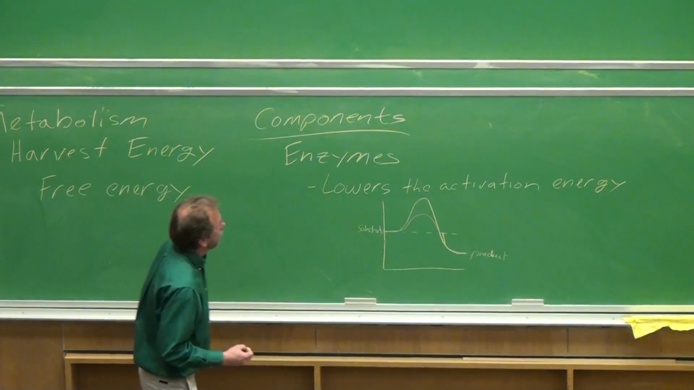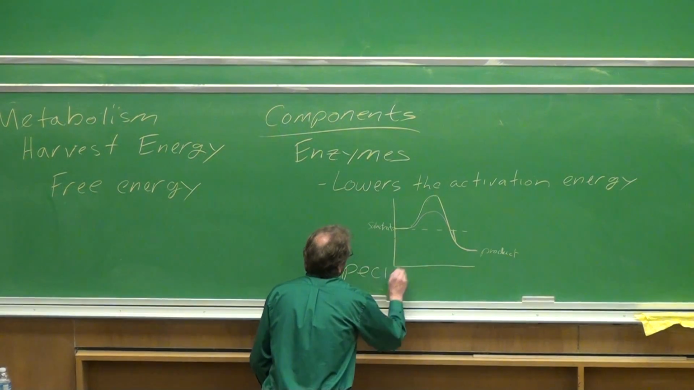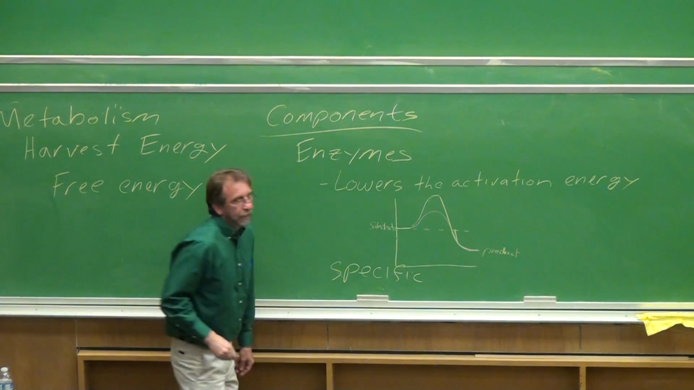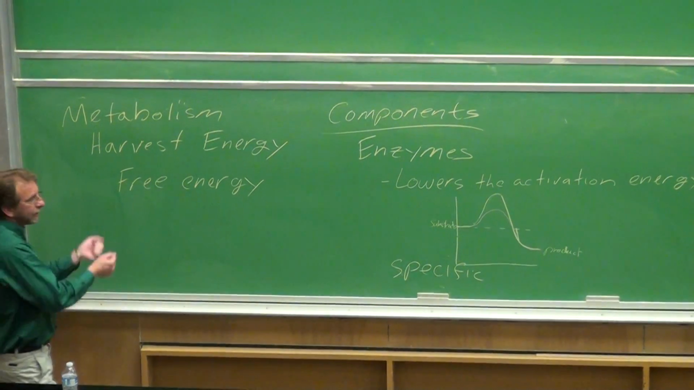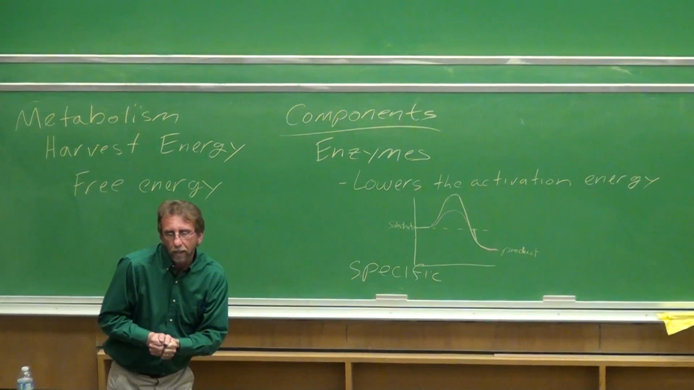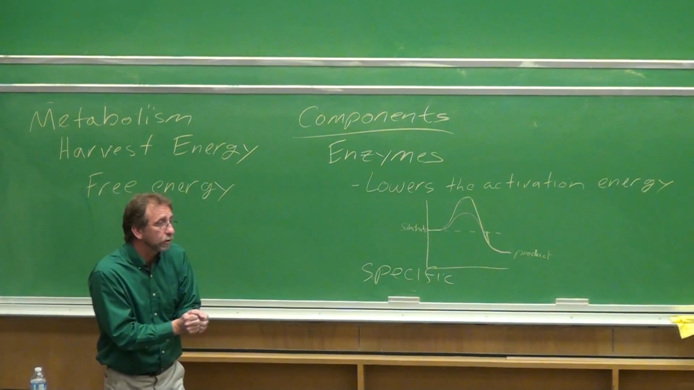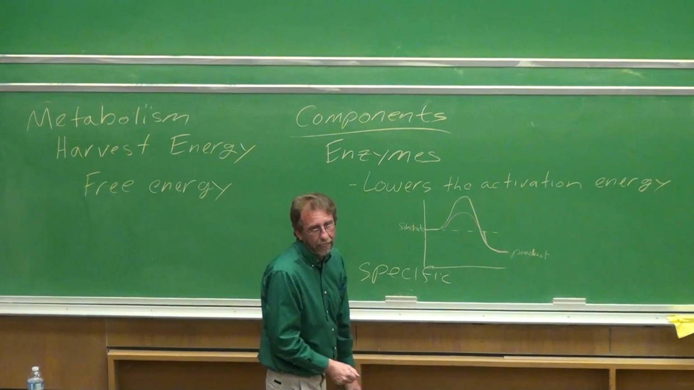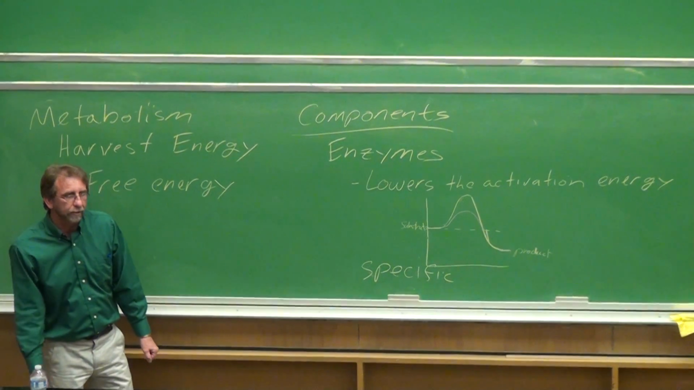A couple of other things that we can say about enzymes. They are specific. An enzyme only works with one molecule. So if an enzyme works to break up a glucose molecule at a specific spot, that's all that enzyme does, is break that glucose molecule at that specific spot. So you need an enzyme for each and every chemical reaction that's going to take place.